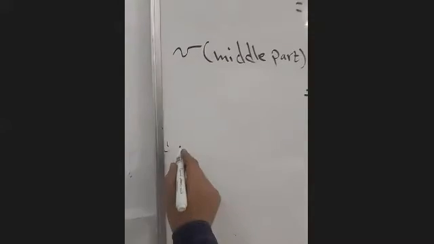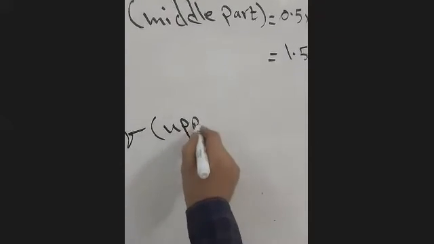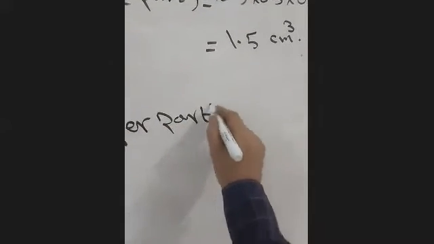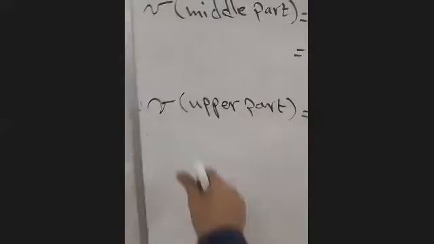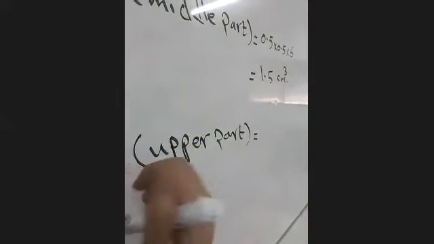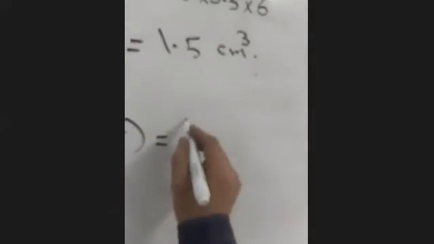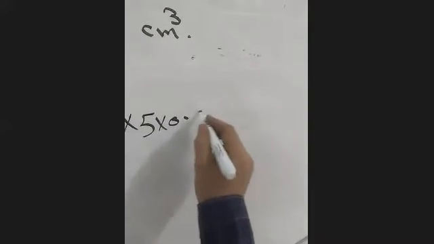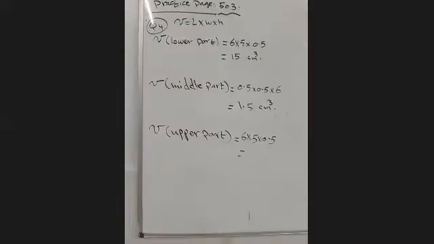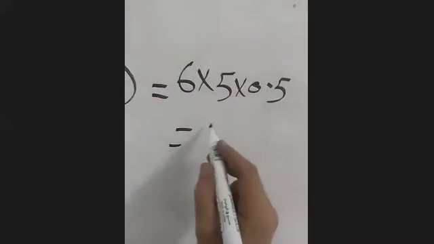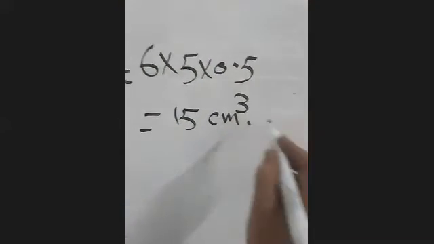Now let's find the volume of the upper part. The upper part is just the same as the lower part. It's also a rectangular prism, which means length by width by height. We have the length 6, the width 5, and the height 0.5. So we have 6 by 5 by 0.5. It is the same as the lower part, if you remember. Here 30 times half is 15 centimeter cubic.